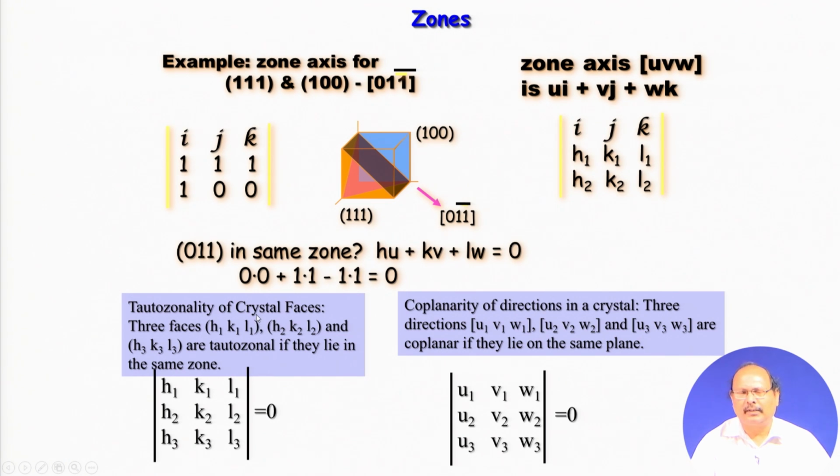If the determinant value is 0, then we will consider that these crystal faces are tautozonal. In a similar way, we can also consider coplanarity of directions in a crystal. What does it mean? If there are 3 directions with the symbols u1 v1 w1, u2 v2 w2 and u3 v3 w3, they will be coplanar if they lie on the same plane. If the determinant of these u1 v1 w1, u2 v2 w2 and u3 v3 w3 is 0, then we can consider that these three directions are coplanar, they lie in the same plane.